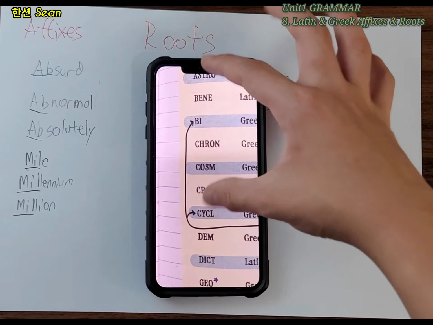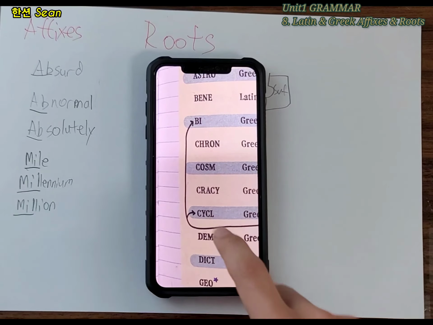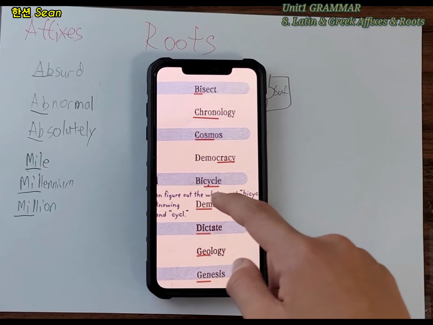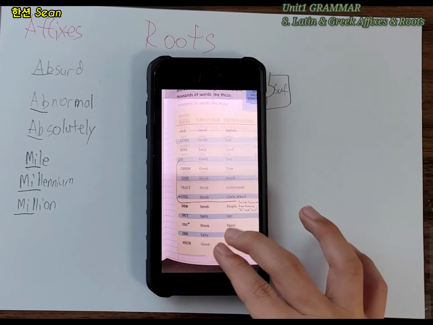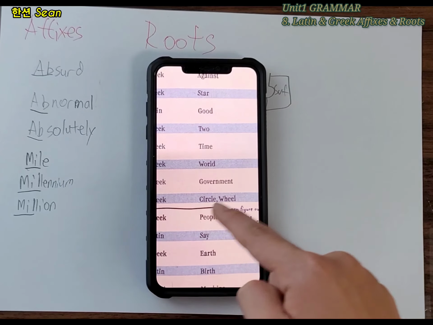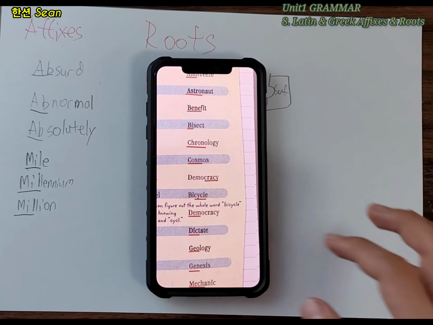Now here's the funny thing. Bi and cycle are both roots or affixes that are put into the word bicycle. You can figure out the whole meaning of bicycle by just knowing the meaning of bi and cycle, which is two and circle or wheel. So technically, bicycle literally means two wheel. And that's all you need to know.